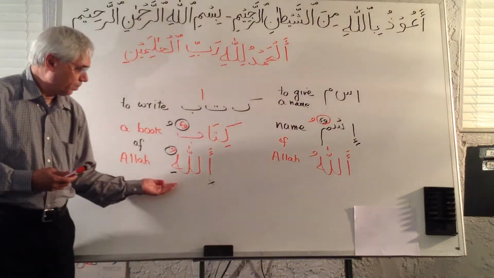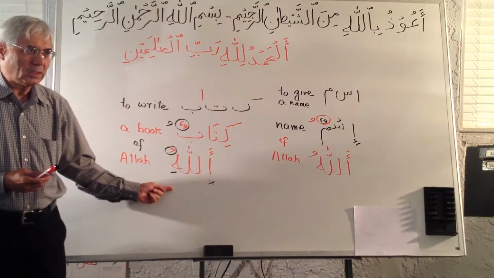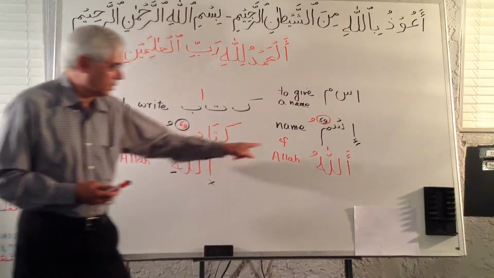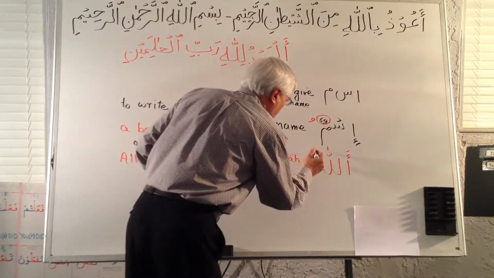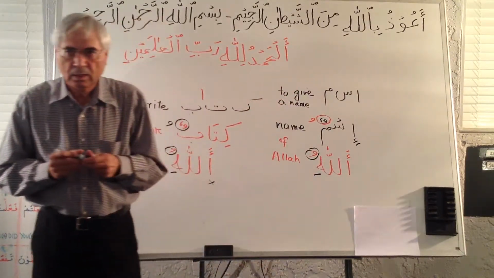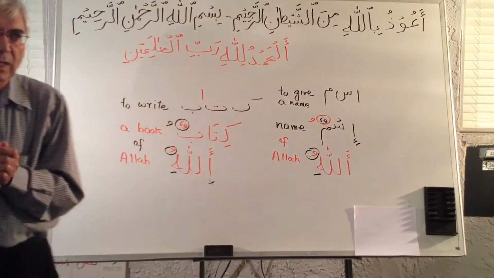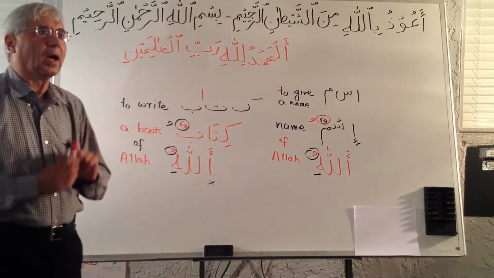This rule: the last letter has one dhamma, change it into a kasra. So this will become Allahi. So separately the words are now Ismu Allahi.